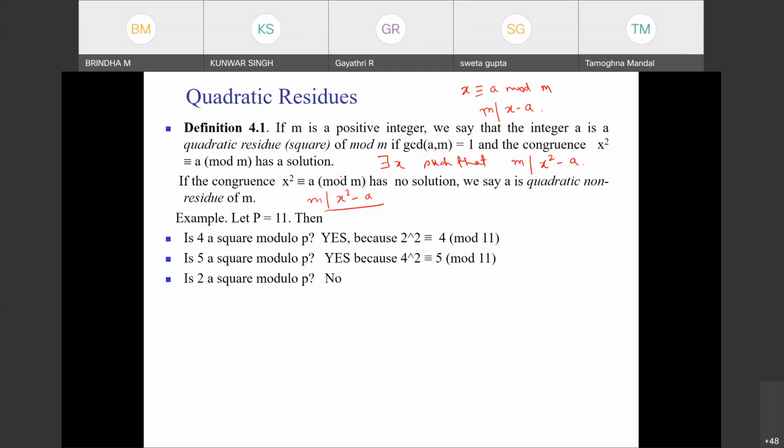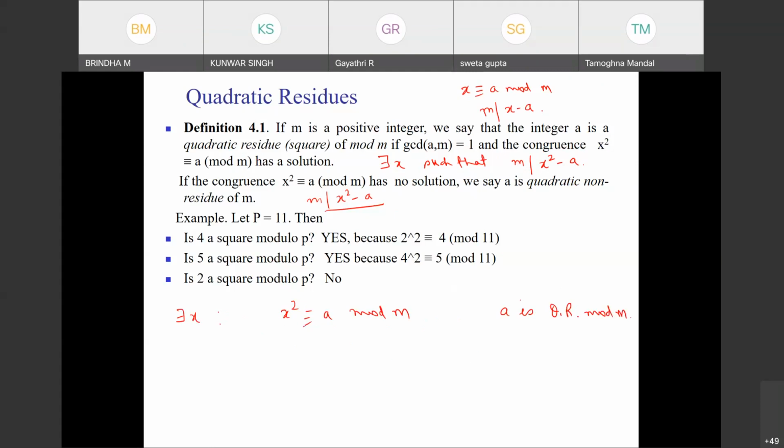Now, we say A is a quadratic residue modulo M, A is QR modulo M, if the congruence has a solution. If there exists X such that this is true, then we'll say A is quadratic residue, QR for short, modulo M.